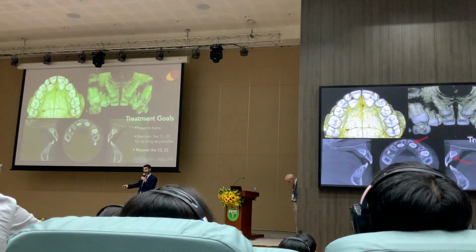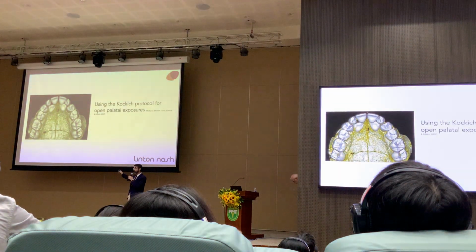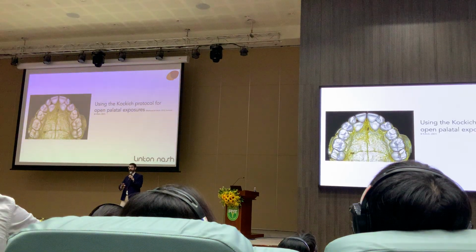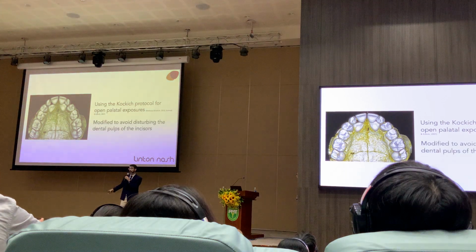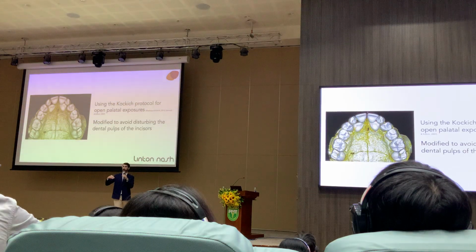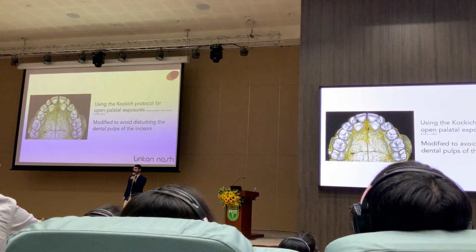So we came up with a surgical plan with Mr. Besley, and we use a modified Cockage exposure protocol where we maintain the follicle. And that's really key for maintaining the vitality of those teeth. So we modified it to avoid disturbing those pulps. Remember, those teeth were wedged under the CEJ right into the pulp of the central incisors. We want to keep it so that they are maintained and ideally stay vital.